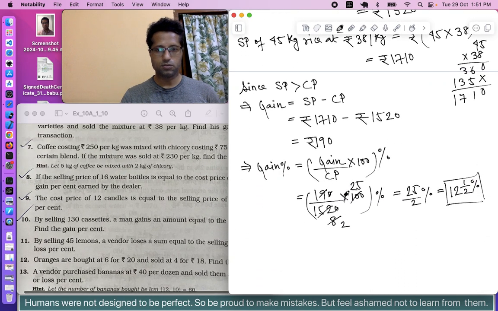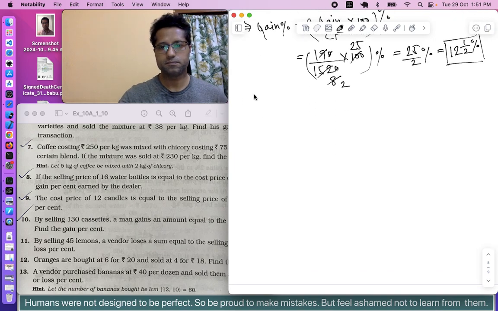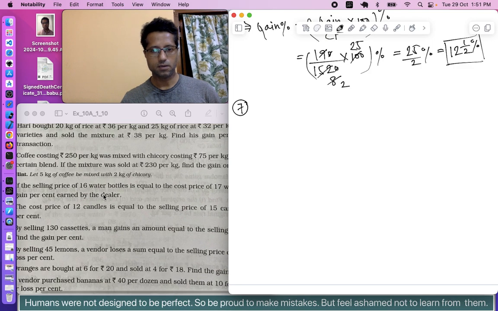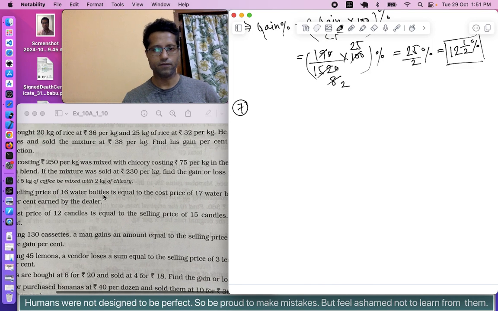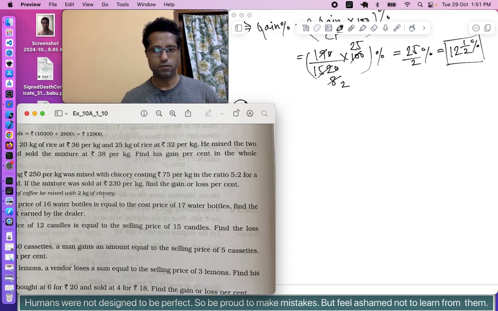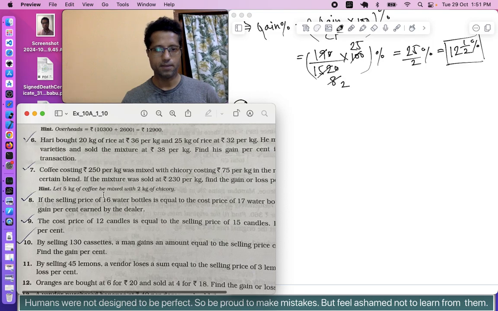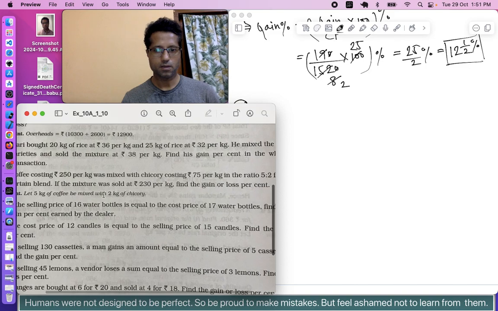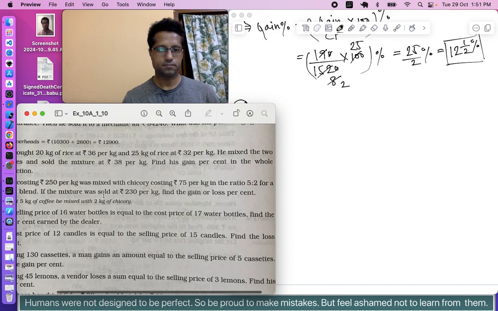Okay, let's do problem number 7. Coffee costing rupees 250 per kg was mixed with chicory costing rupees 75 per kg in the ratio 5:2 for a certain blend. If the mixture was sold at rupees 230 per kg, find the gain or loss percent.